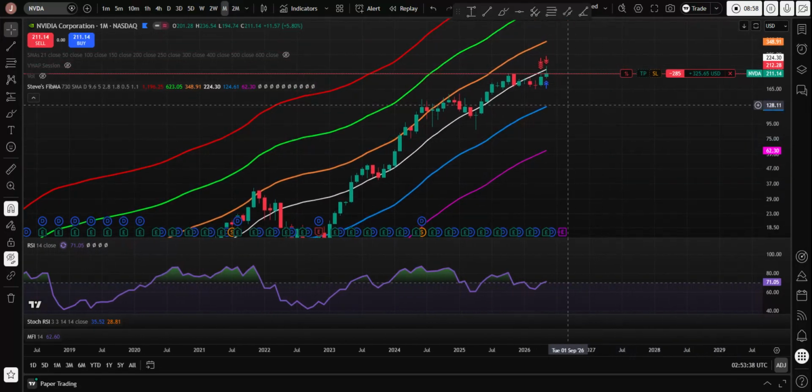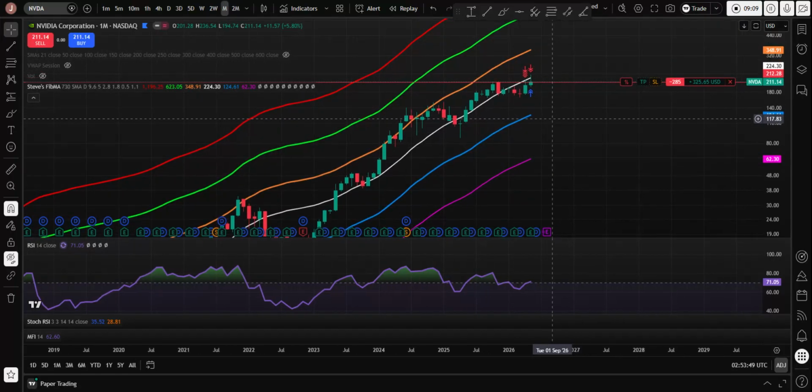We have to take things one step at a time. Right now, we failed to close above the FIMA. We failed to close above the reversal, and we have negative divergence, which leads me to believe we should go to the blue. We could correct to the blue, and hopefully, we can get another bull run move back up.